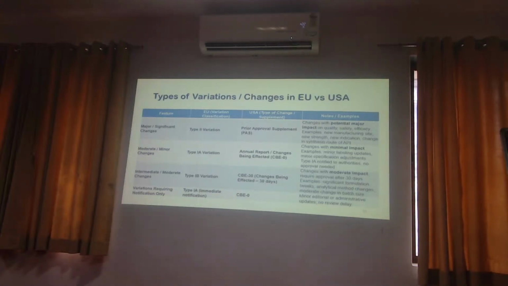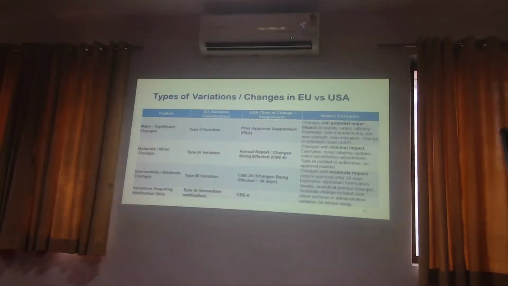Intermediate or moderate changes are 1B. So 1B is a moderate change, but you have to take approval from the authorities before you implement it. If you remember, I gave you the example of the batch size variation. Regulatory people have to very critically evaluate the change. If my batch size change is within tenfold, then it is a minor variation. But if it goes beyond tenfold, it is a major variation.